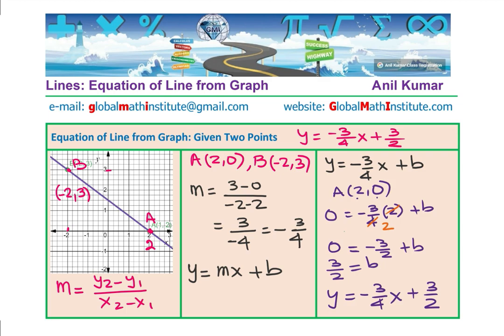So 3 by 2 is actually the y-intercept, which you can see is at 1.5. So it verifies the result, correct? So I hope the steps are absolutely clear, right?